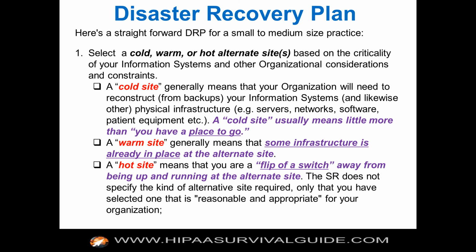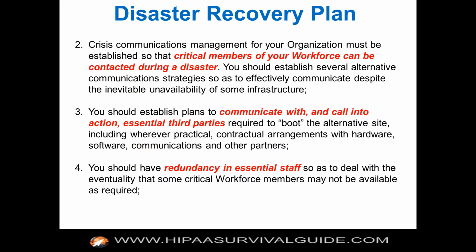Okay, so you're going to have to select an alternate site, right? That's a core requirement of a disaster recovery plan. You're going to have some crisis communications management planning for your organization. It must be established so that critical members of your workforce can be contacted during a disaster, and you should have backups. You should also establish several alternate communication strategies. Are you going to communicate by phone? Are you going to communicate over the internet? What are you going to do if this infrastructure totally fails? How are you going to get the word out, right?